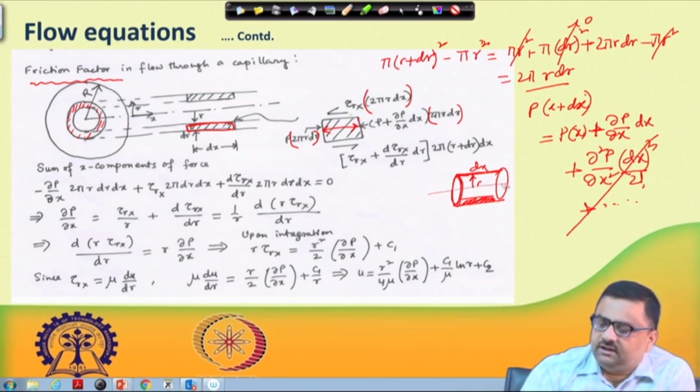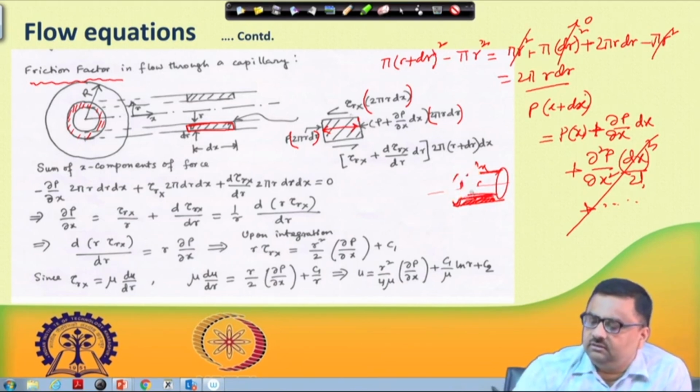Now, as far as this part is concerned, okay, so this r is the internal radius. So, this particular area, so we are looking at, sorry, this is not the right one.